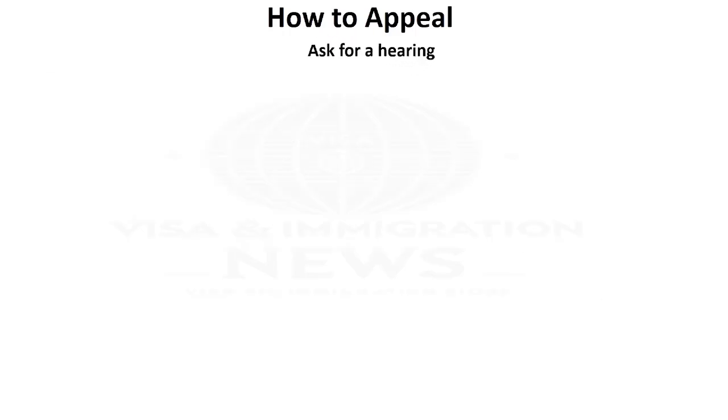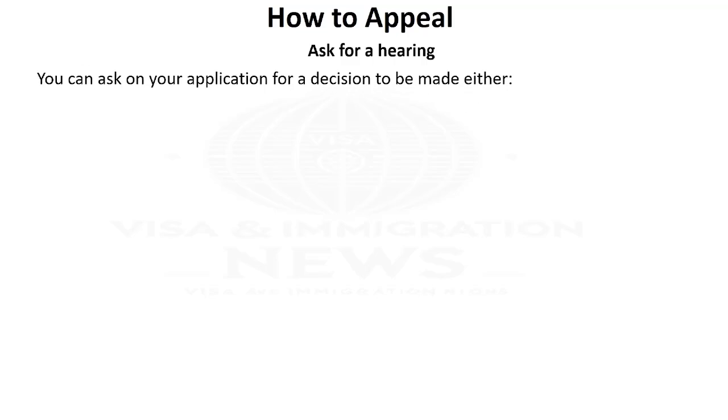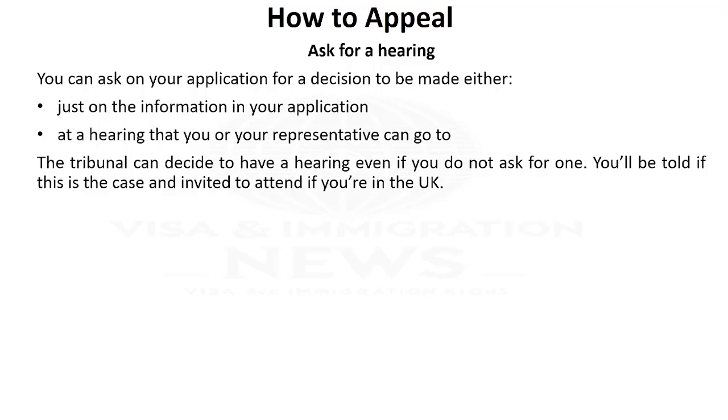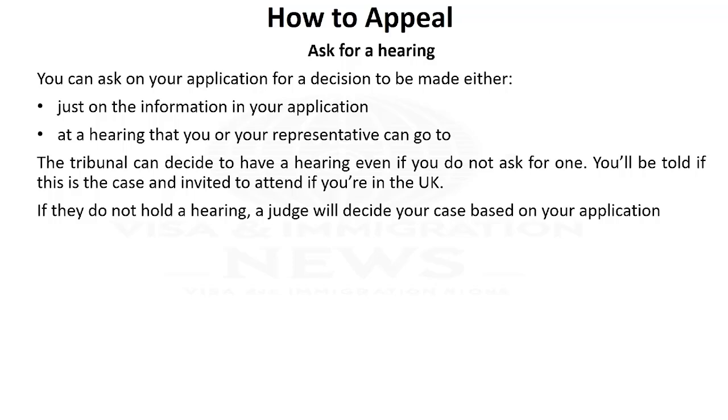Ask for a hearing. You can ask for your application to be decided either just on the information in your application, or at a hearing that you or your representative can go to. The tribunal can decide to have a hearing, even if you do not ask for one. You'll be told if this is the case and invited to attend, if you're in the UK. If they do not hold a hearing, a judge will decide your case based on your application.